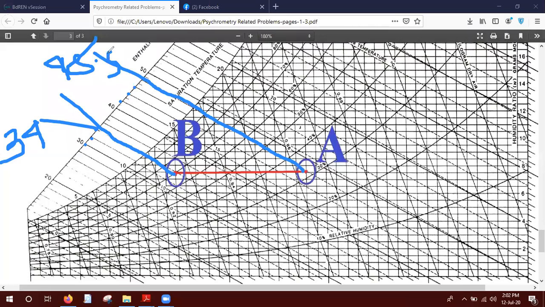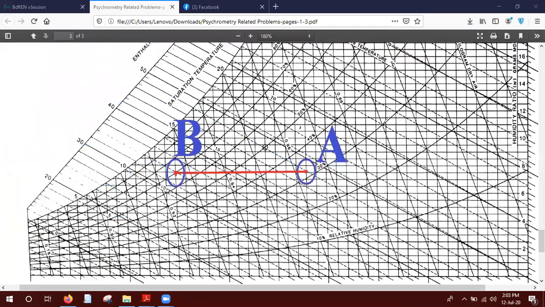Sorry for my bad drawing. So if you subtract 48.5 minus 34, we get 14.5. So this is the amount of heat, 14.5 kilojoule per kg. This amount of heat has been rejected through the air. This is the enthalpy drop from A to B. So what we do is find the two enthalpies from the A point and the B point, and finally we subtract the two values.